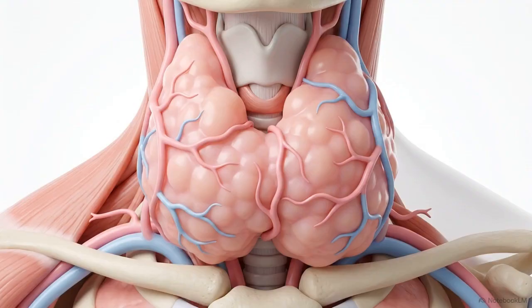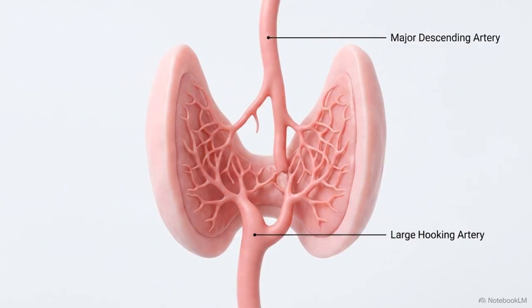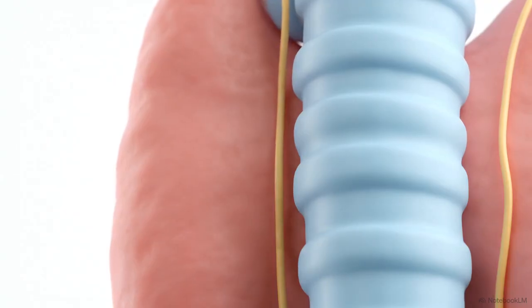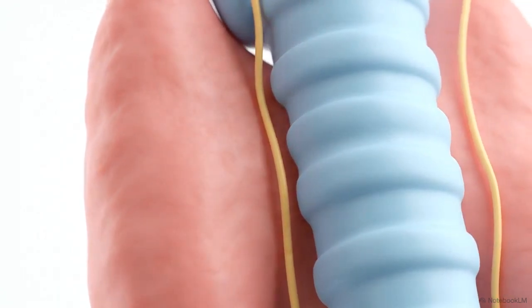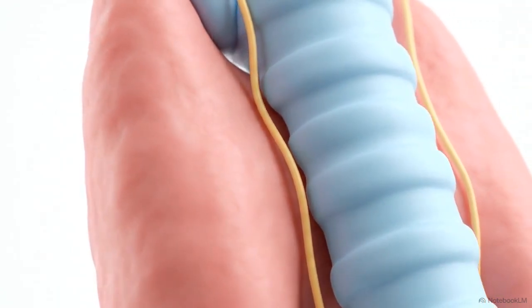Zooming back out to the gross anatomy, sustaining this overactive metabolism requires a massive blood supply. The gland is fed primarily by the superior and inferior thyroid arteries, which form a rich, interconnected network of anastomoses across the tissue. The posterior capsule is the highest risk territory for a surgeon. Lying just underneath the gland is the recurrent laryngeal nerve.